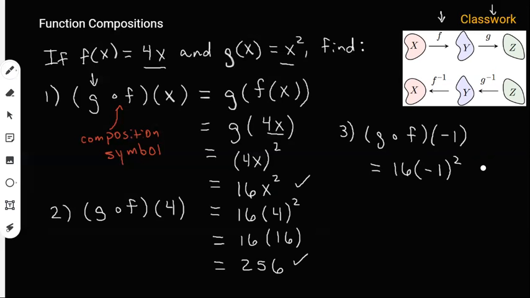All right. So I have -1 squared. That's going to be -1 times -1, which is a +1, right? And then 16 times +1 is just going to give me 16. And I'm done. So the first one was figuring out what the composite function is. And then number 2 and number 3, those were requiring you to evaluate the function at a certain number. So that's function compositions.